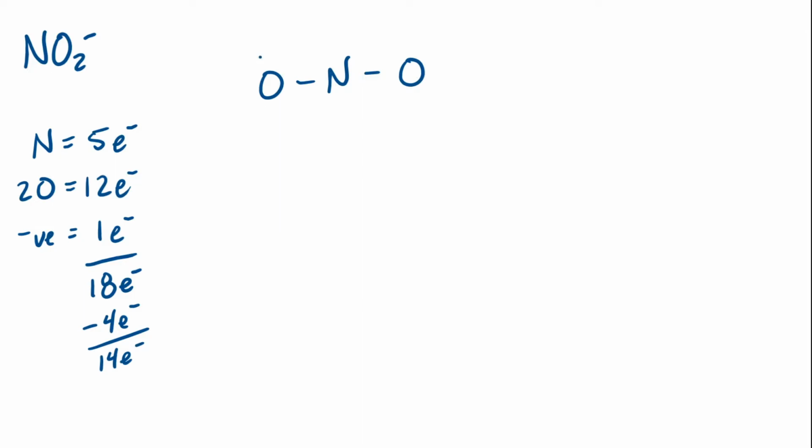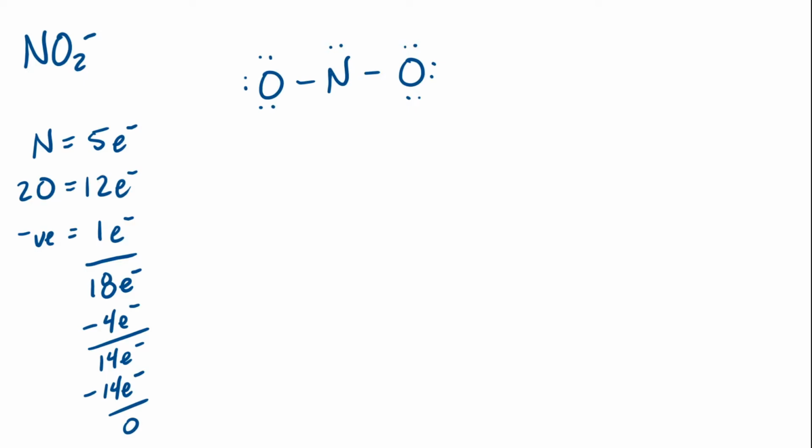Those we're going to distribute around the terminal atoms first. So that's 6 on each of the oxygens, and we're left with 2 more, which will go on the central atom nitrogen. And we can subtract those 14 electrons from the remaining budget, and that's it. We're done with electrons. These are all the ones we have to play with.